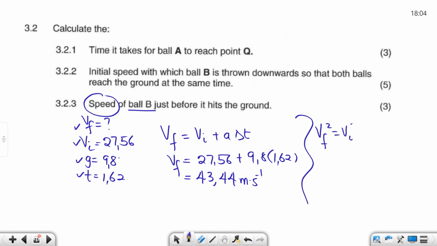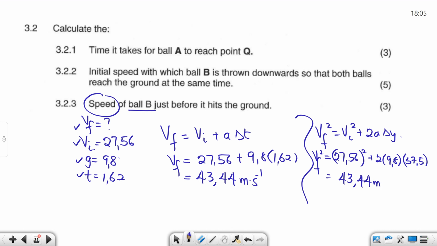VF squared equals to what? VI squared. Do we have all this information? I think we do. Do we have our initial? What's the initial? 27,56. Yep. Squared plus 2. Just a second. What's our displacement? It's okay. And then can we just do the calculation to confirm? You find the square root, right? That's how easy it can be.